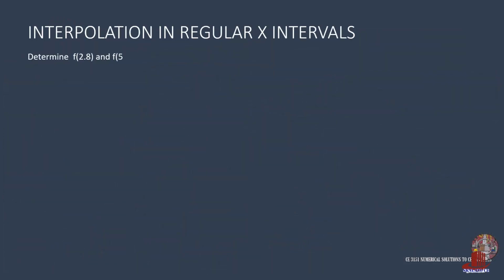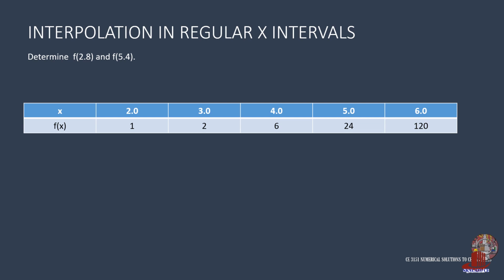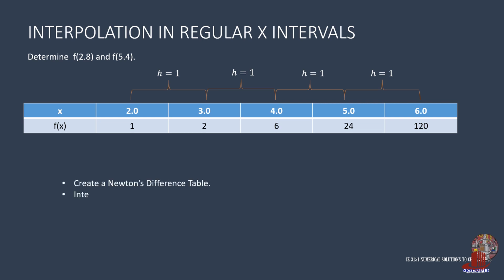Say that we have the dataset with x coordinates having an interval h of 1. The f of x values start with 1, followed by 2, then 6, 24, and 120. Commonly with regular x intervals, we create the Newton's difference table and then interpolate using either Gregory-Newton's forward or backward interpolation.